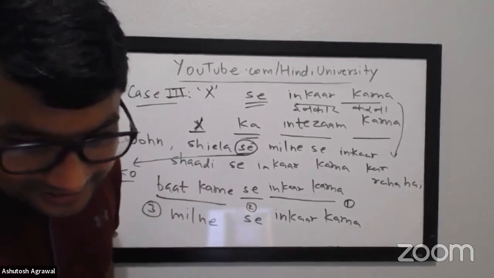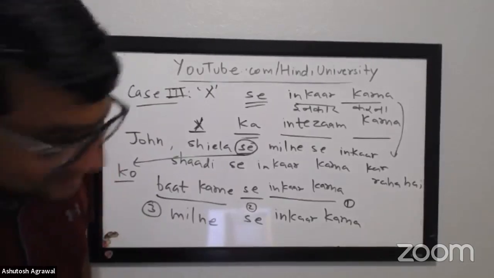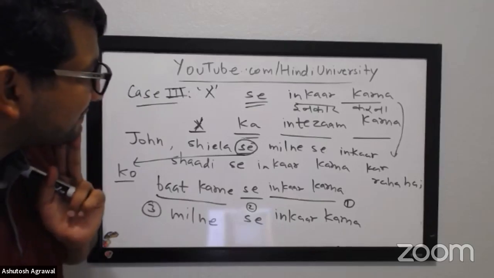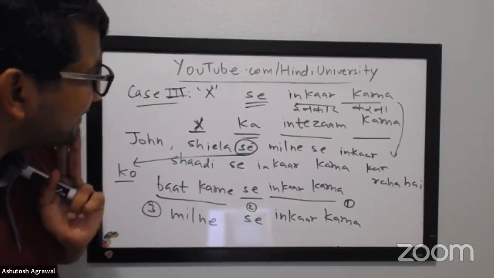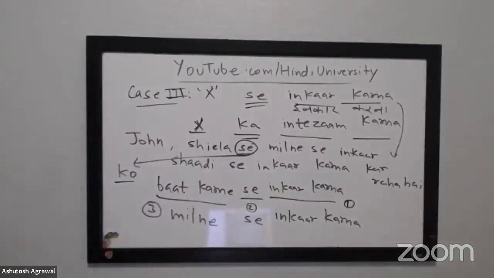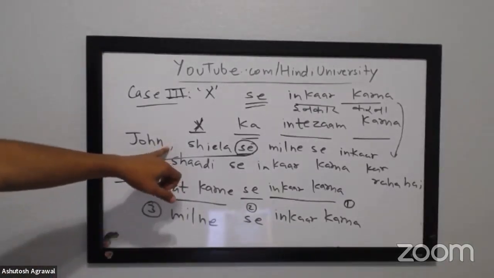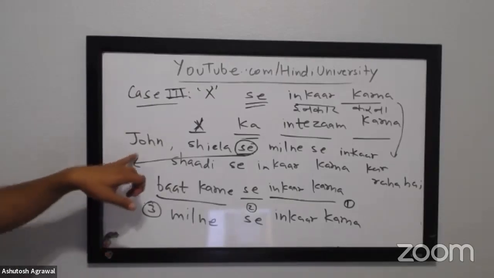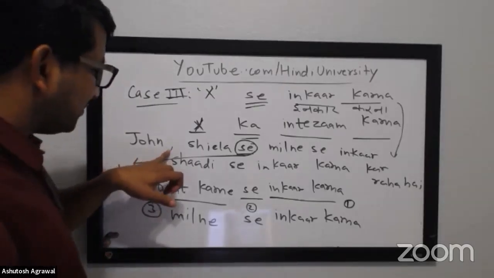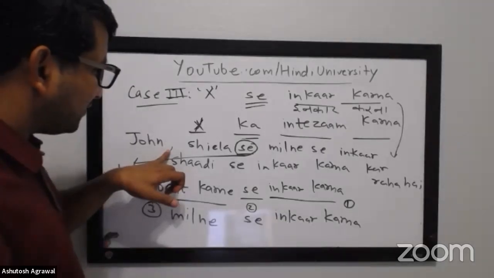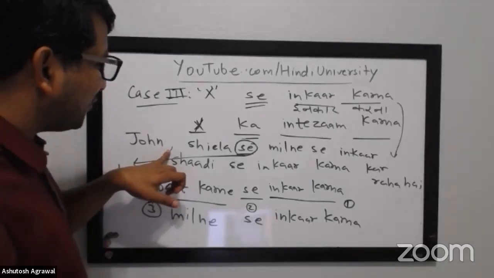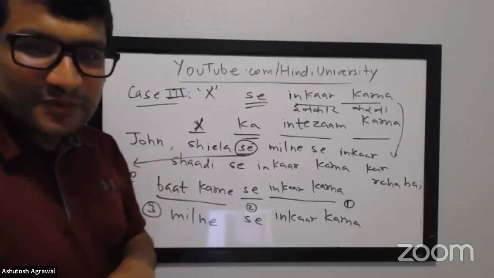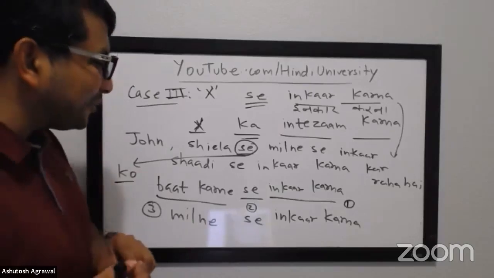Yes, Nandini. I'm just thinking it's "John ko Sheila se milne se inkar kar raha." Will that work? Then, you're stopping John from meeting Sheila, right? That's how I understand it. No, John is refusing to meet Sheila. Oh, John is refusing. Yes, so I think we're talking about two different things.